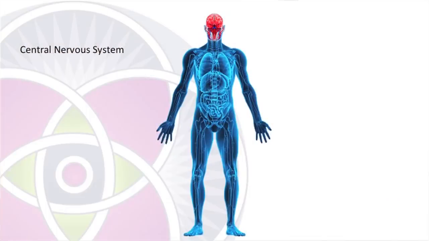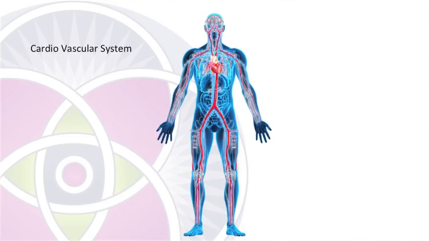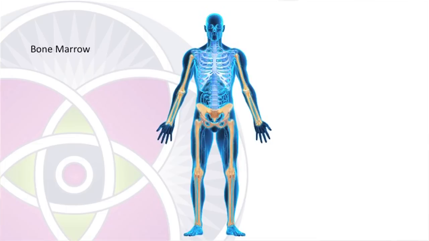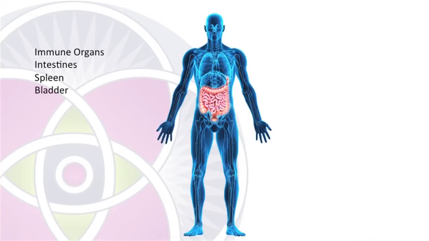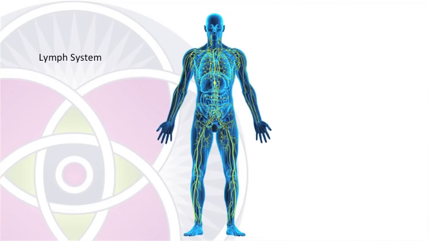So here we have our CBD receptors in our central nervous system and in our cardiovascular system, where immune cells are constantly circulating. Of course, in our bone marrow, where the cells are actually manufactured. And of course, in our immune organs. Our major immune organs are the intestines, the spleen, and the bladder. And last but not least, the lymph system. So our bodies are filled with CBD receptors.